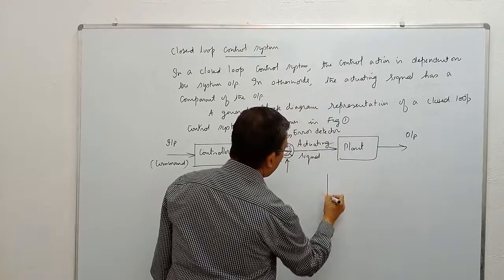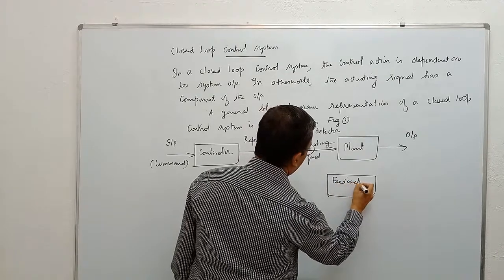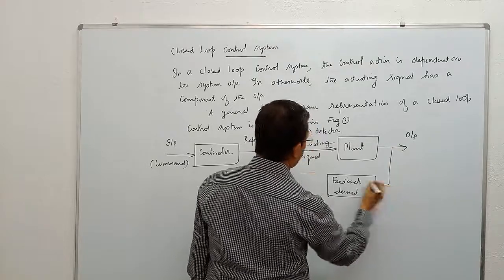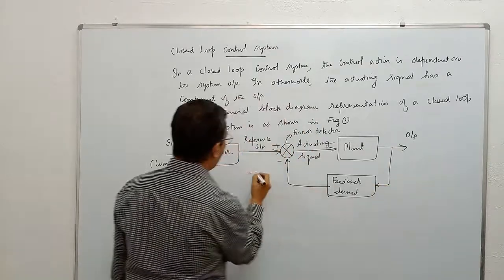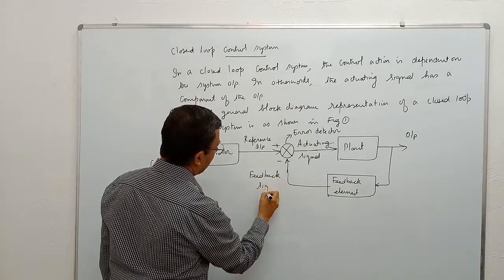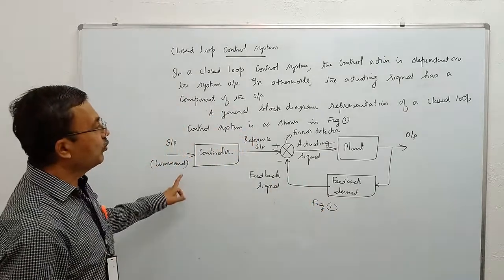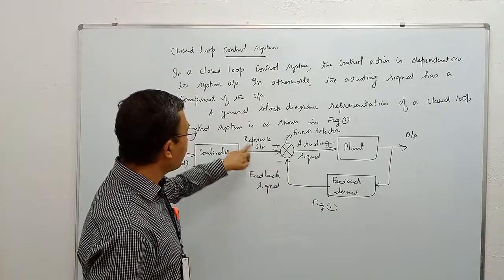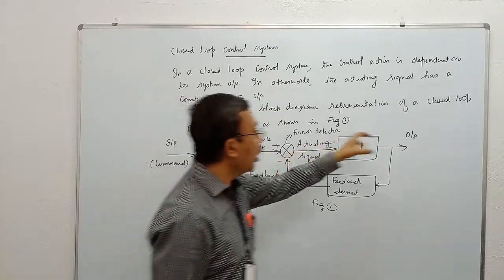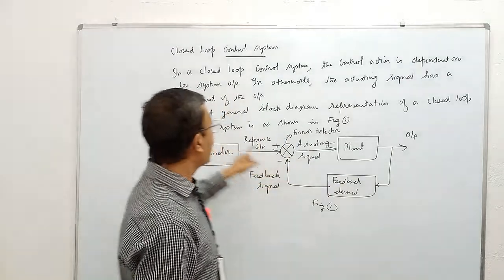Here we have got a feedback network, or I write feedback element. It senses the output and gives out a feedback signal. This is the general configuration of a closed loop system. Actuating signal equals reference input minus feedback signal. Feedback signal contains a part of the output. Therefore, actuating signal has a component of the output. That is what I have explained here.